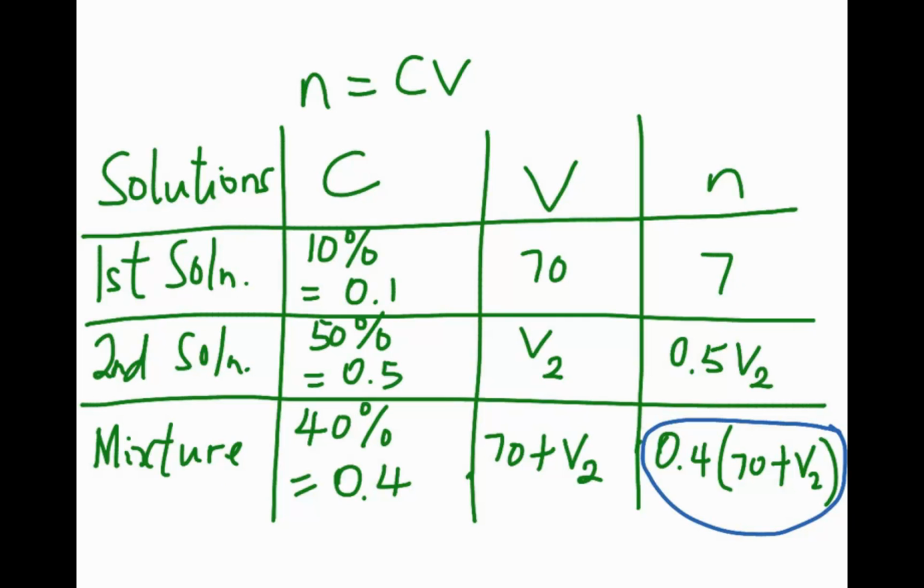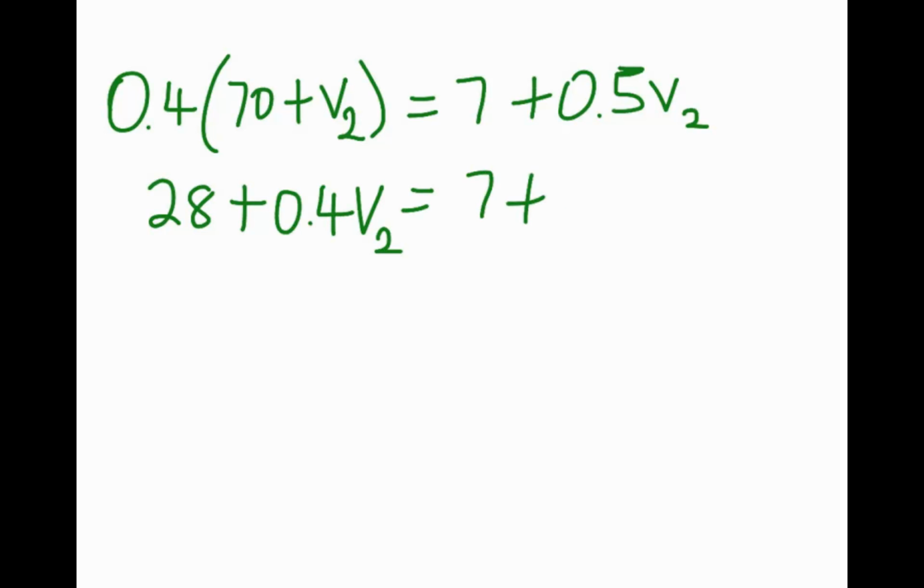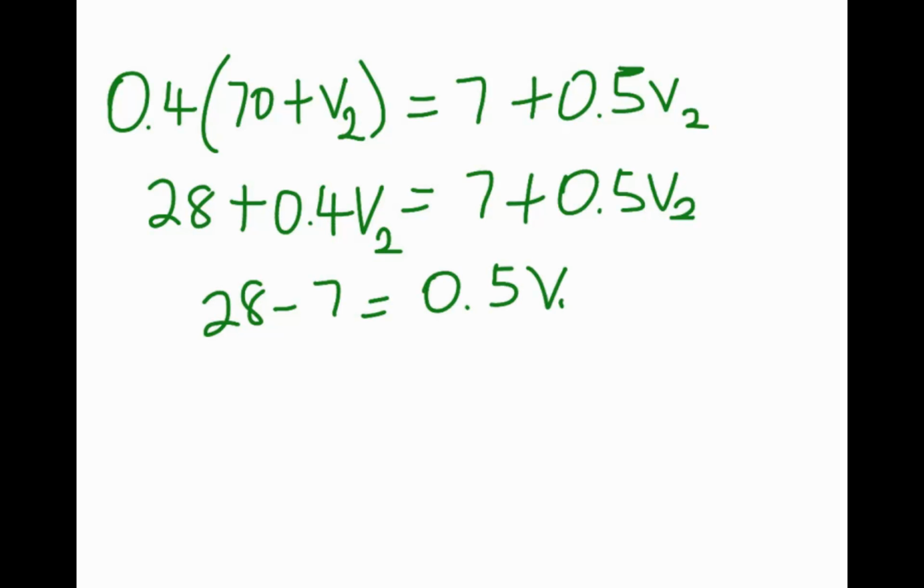Let's go ahead and do it. So we have that 0.4 times 70 plus V2, the second volume, will give us 7 plus 0.5 V2. Please, this is now the distributive property. You have to use it and then solve the linear equation. I suggest that you view my videos on distributive property, and then you also view my videos on linear equations to get an understanding of this. So this will give us 28 if we distribute, plus 0.4 V2 equal to 7 plus 0.5 V2. So when you solve the linear equation, you have that. And if you don't understand the way it is done, please view my video on linear equations.